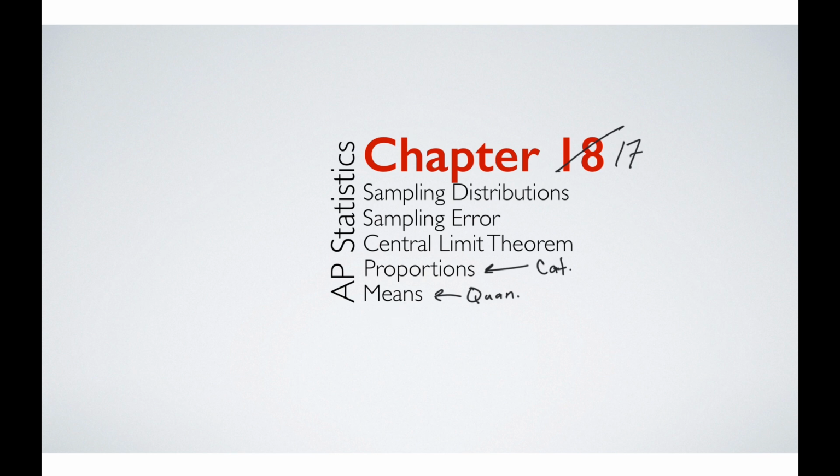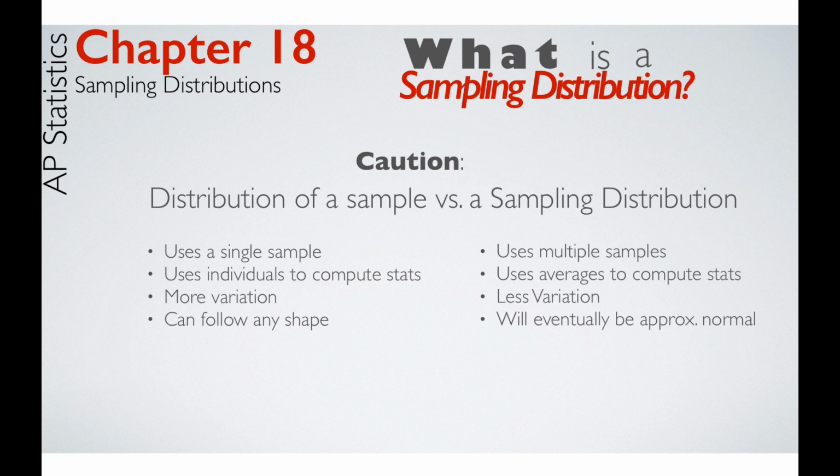All right, let's go ahead and get started. So the first question is, what is a sampling distribution? How is that different from, say, a sample's distribution? It's a pretty significant difference, even though the titles sound the same.